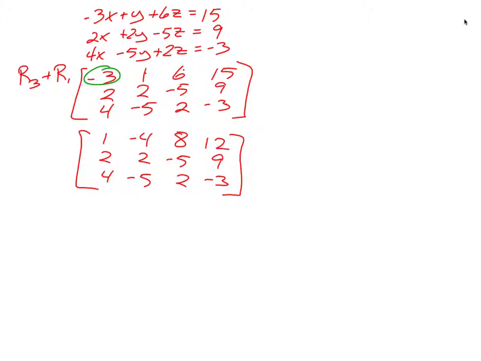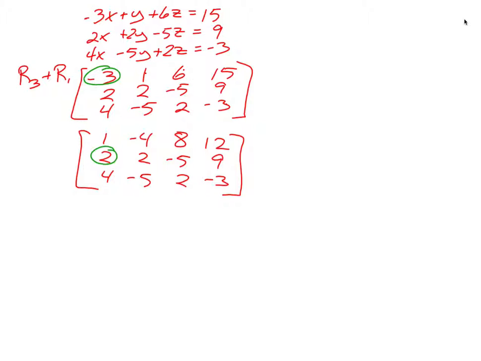What's my next goal? The first two are zeros. I want this to be a 0. Remember, what did I say you want to take care of first? The first row. The first column. So I need to make sure the first column is the way it looks before I move on to the second column.